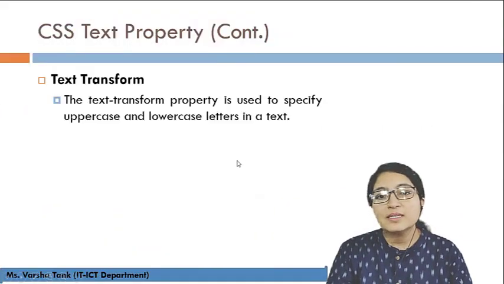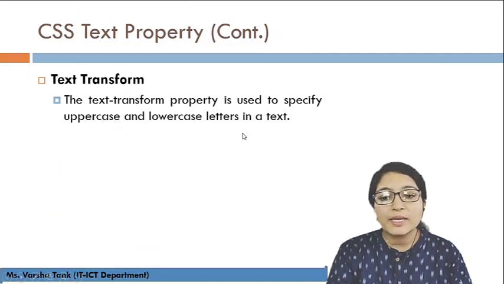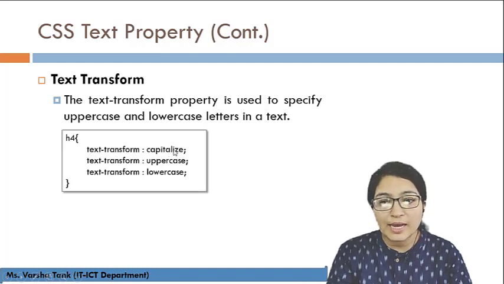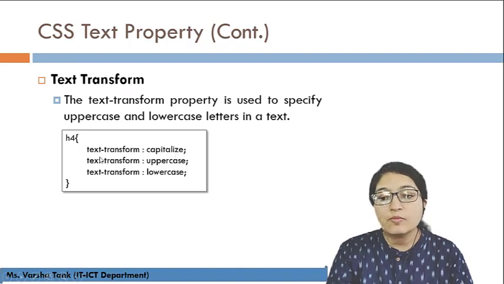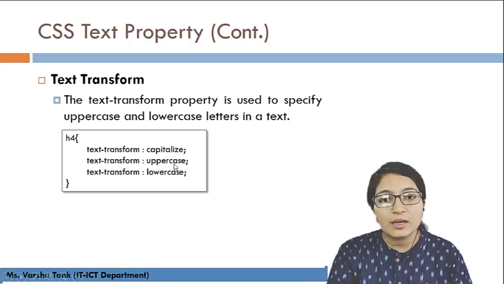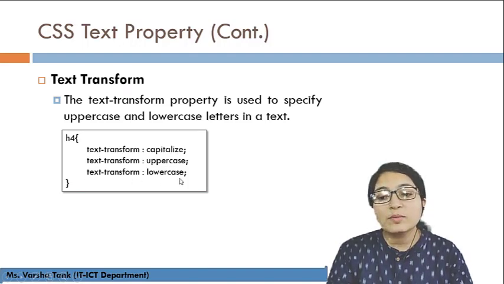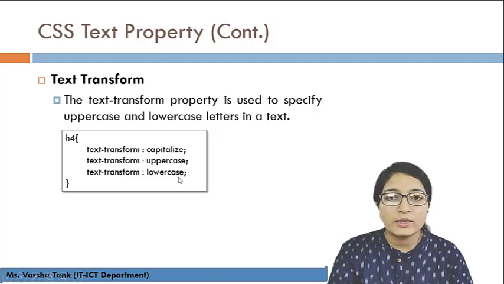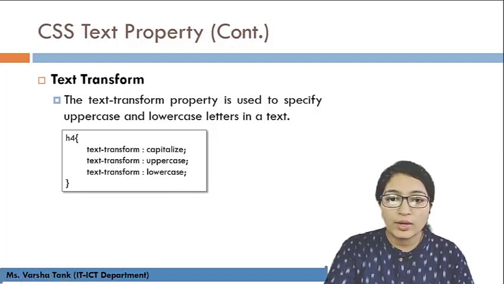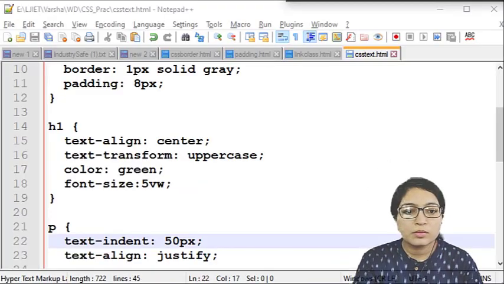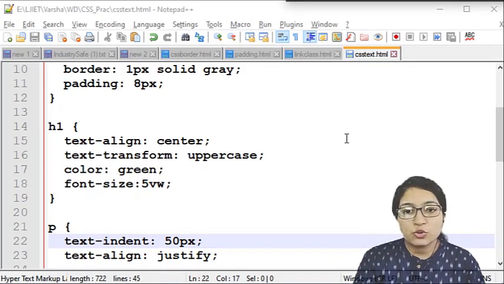Then the next property is the text transform property. The text transform property is used to specify the uppercase and lowercase in the text. So if you want to transform to capitalize, then you can use the value capitalize. If you want to transform the text to only uppercase, you can use the value uppercase. And the next one is the text transform in lowercase. So if you want to transform the font to lowercase, then you can use lowercase. So now here you can see these two properties first.